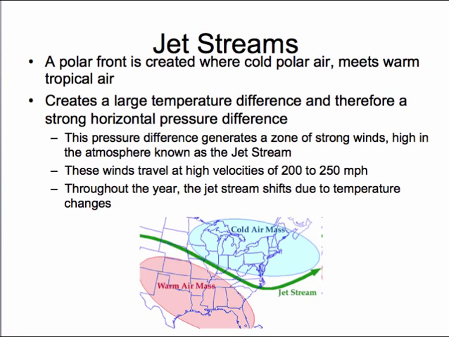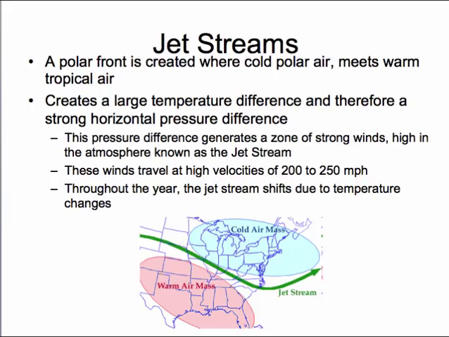So now we're going to focus in on just the westerlies. For the majority of our weather unit, we're going to be talking about the weather that we see here in the United States, which we live under the westerly wind pattern. So the first feature of the westerlies is the jet stream. It's created when a polar air mass meets a tropical air mass, and it creates a large temperature difference and therefore a strong pressure difference.